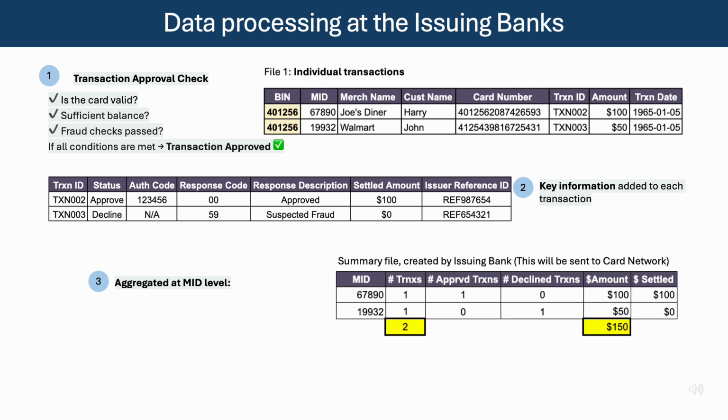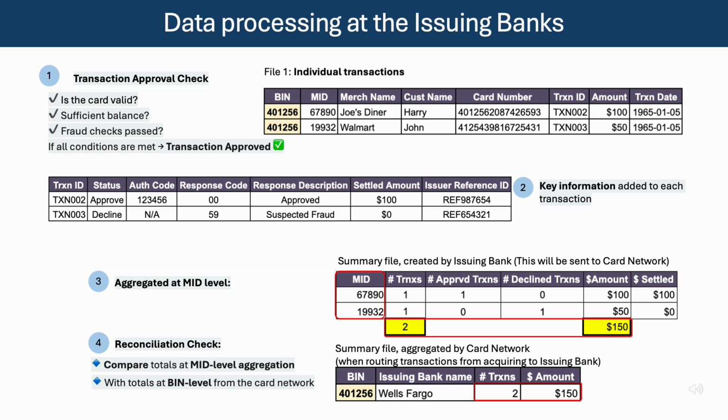After processing the transactions, the issuing bank aggregates them by merchant ID. For reconciliation, the issuing bank compares the totals at the MID level with those at the BIN level, checking both the number of transactions and the total amount. If they match, it confirms that all transactions were processed correctly. Finally, the issuing bank sends the individual transaction file, with responses, along with the merchant ID level aggregated file back to the card network.